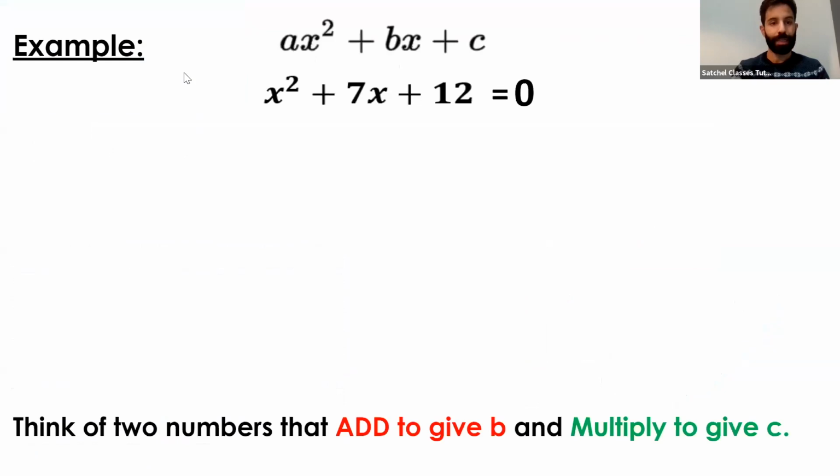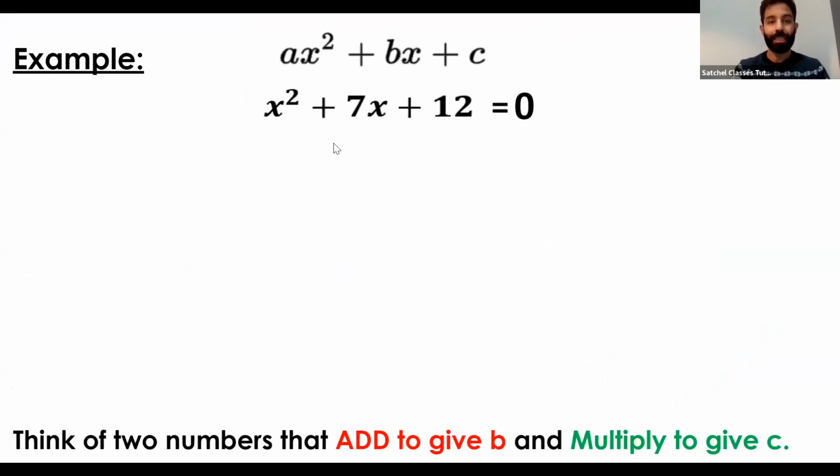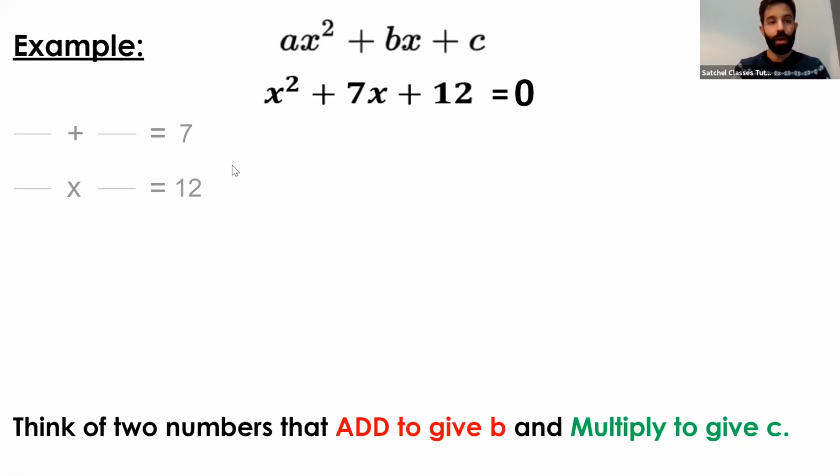So here's a quadratic, and we want to solve this quadratic equation. What we need to do is think of two numbers that add to give b being 7, the coefficient of x, and multiply to give us c being 12. So the same two numbers that would be added to give us 7, and multiplied together to give us 12.